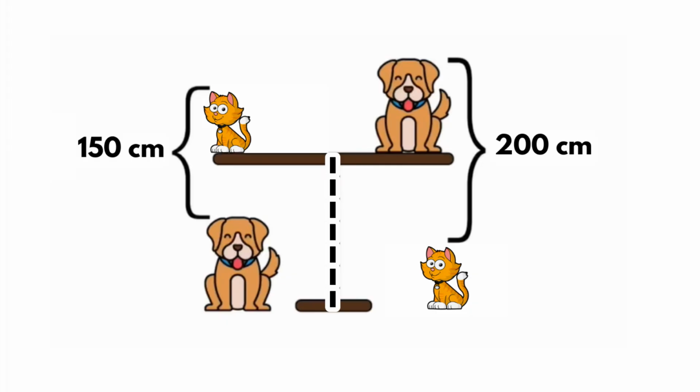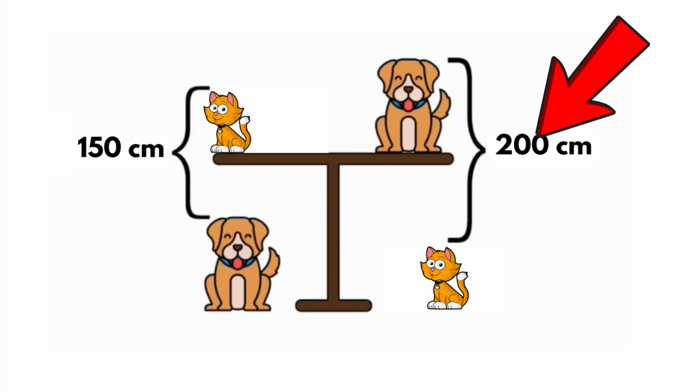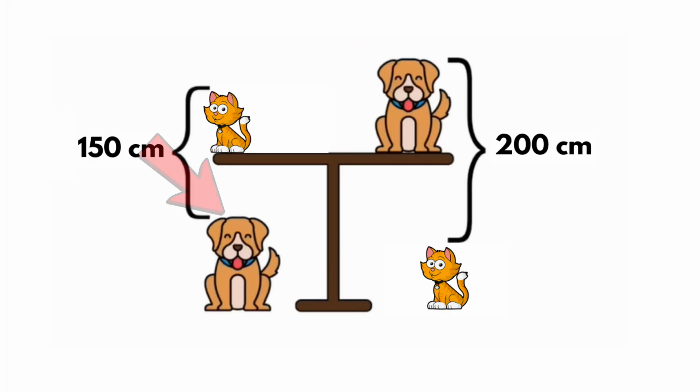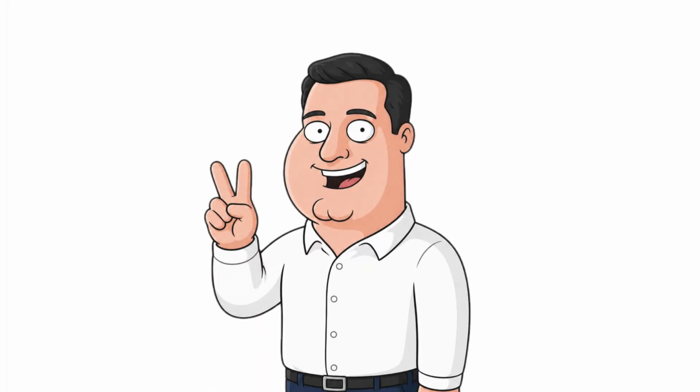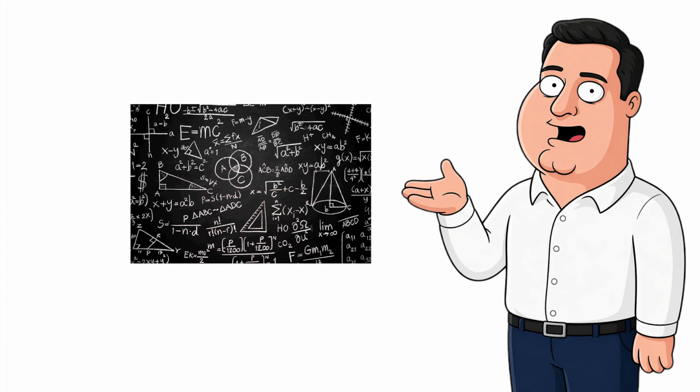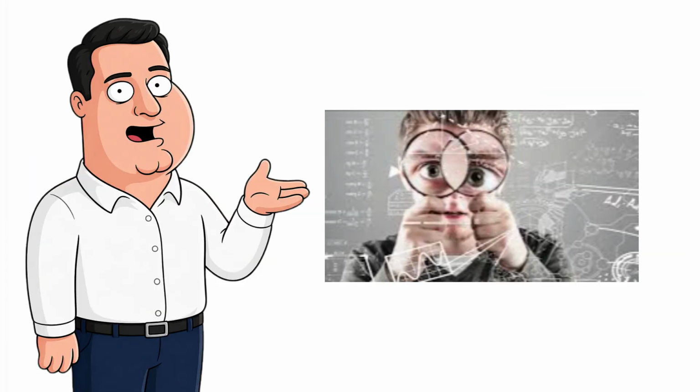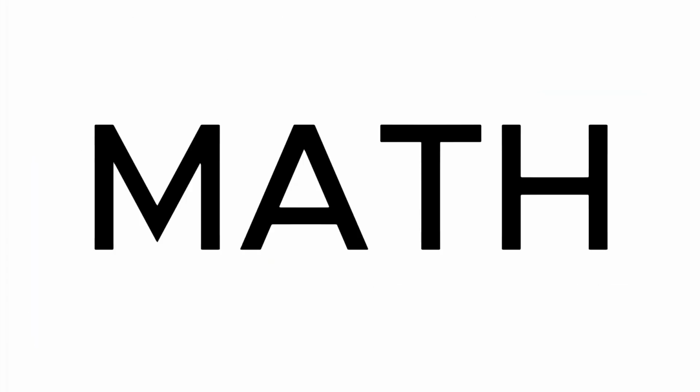The height of the table is unknown, but we know that the height from the cat's head under the table to the dog's head is 200 centimeters, and on the left side, the height from the dog's head under the table to the cat's head is 150 centimeters. These are our givens, and we can find the solution using two ways. We can solve it using the mathematical way and the graphical way. Let's first solve it using math.